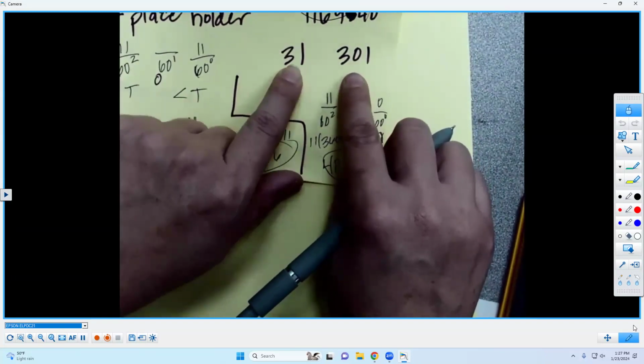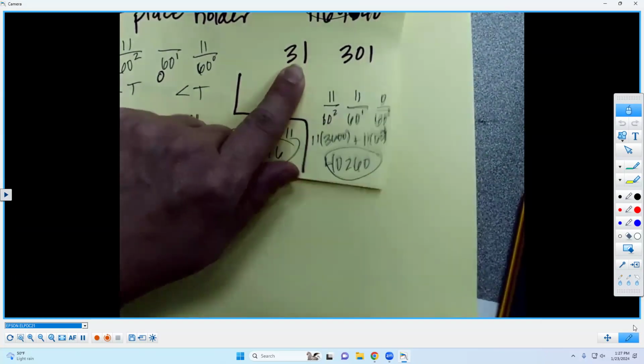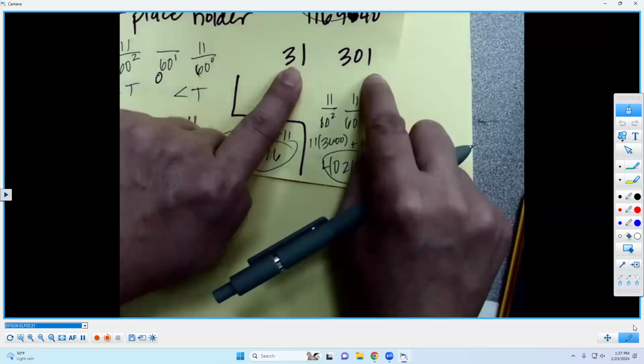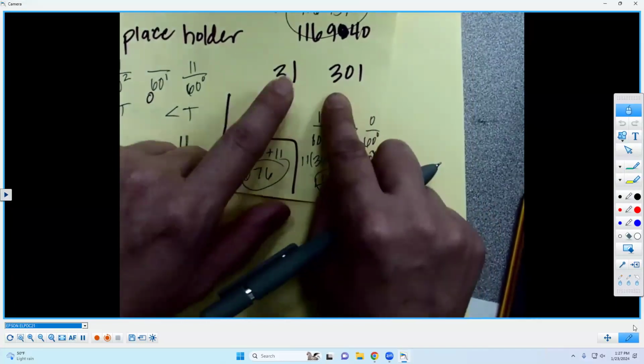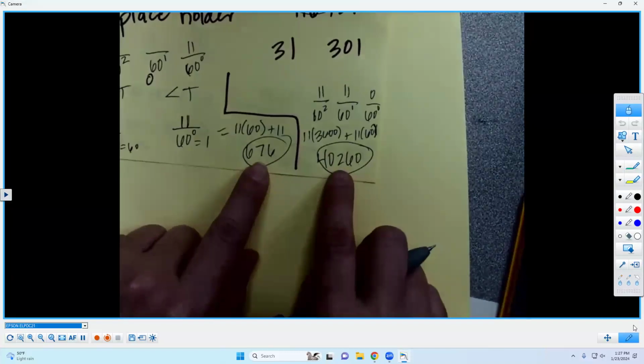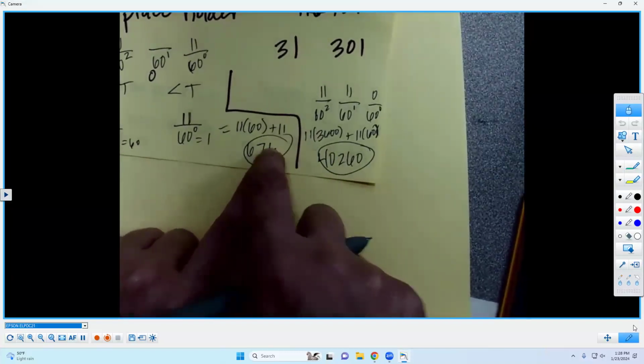I owe $31 or I owe $301. Those both make sense if you're talking about going grocery shopping, right? Right now it's more $301, unfortunately, but both of those numbers work. Down here, I paid $676 or $40,260. It's obviously this one for groceries, not that one.